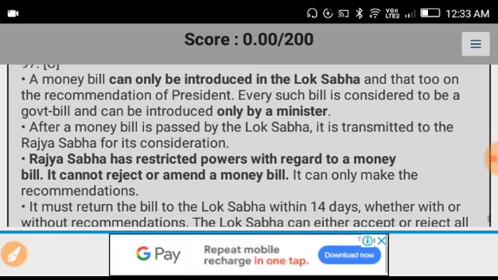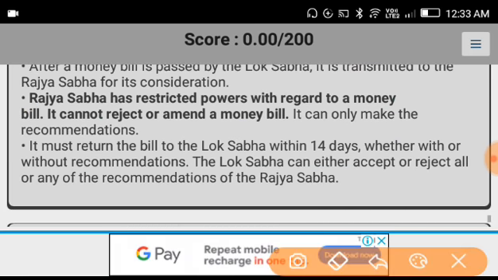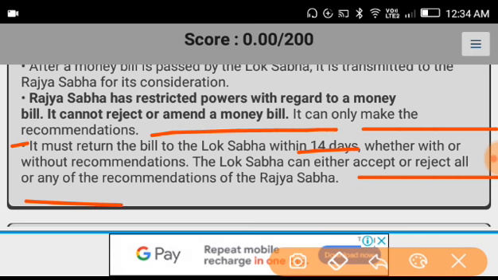Please remember, the Rajya Sabha has restricted powers with regard to a money bill. It cannot reject or amend a money bill. It can only make recommendations. It must return the bill to the Lok Sabha within 14 days, whether with or without recommendations. The Lok Sabha can either accept or reject all or any of the recommendations of the Rajya Sabha.